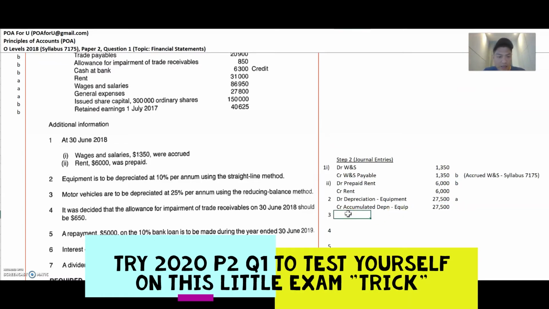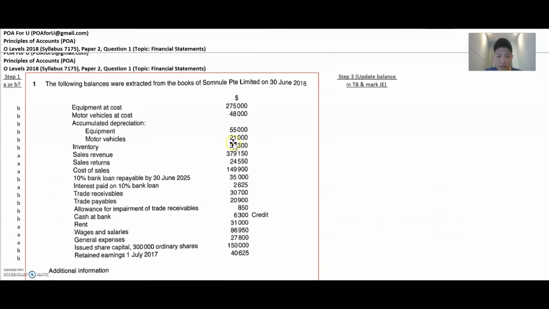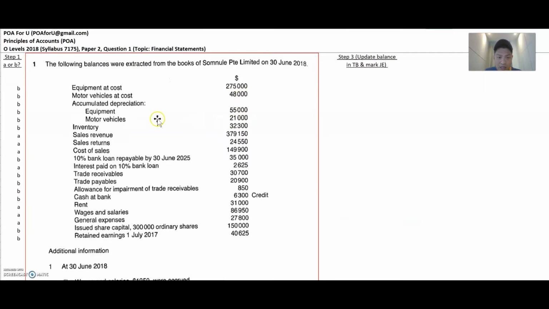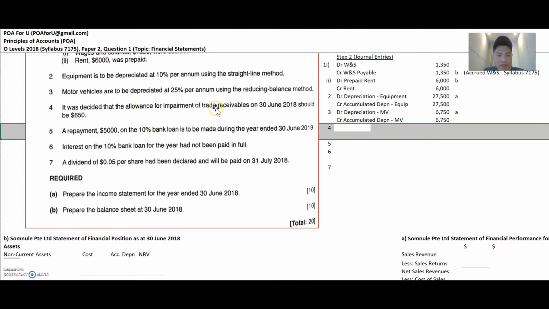Now, adjustment number 3 is the same journal entry as adjustment number 2, but a different way of calculating, because it's reducing balance. So the reducing balance is 25% multiplied by the net book value of the asset. And what's net book value? It's cost less depreciation. So I've got 48,000 minus 21,000 here, where 48,000 is the cost and 21,000 is the accumulated depreciation. That's how I got the net book value, and therefore the amount to be charged to depreciation.